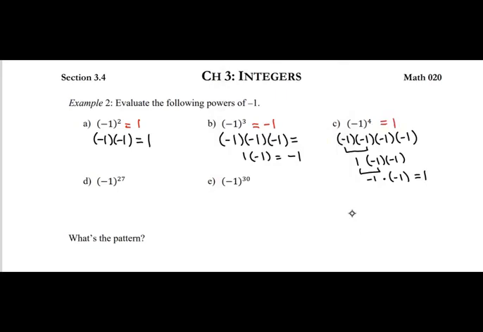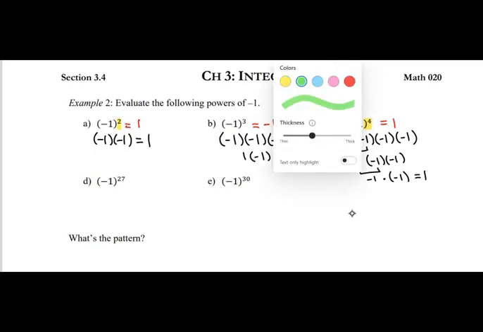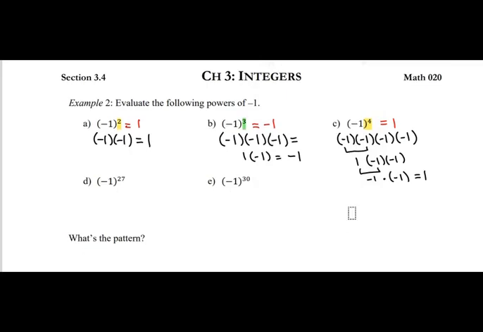All right, let's take a look at our exponents. When the exponent was an even number, the answer was positive. When the exponent was an odd number, the answer was negative. So that allows me to do part D without actually writing negative 1 27 times. Right? 27 is an odd number. The exponent is an odd number. So that means negative 1 to the power of 27 is going to be negative 1.